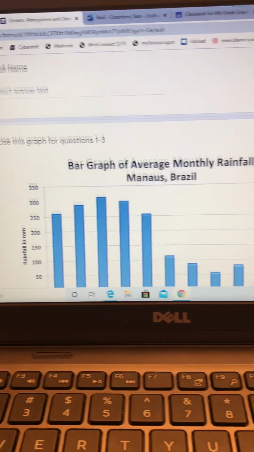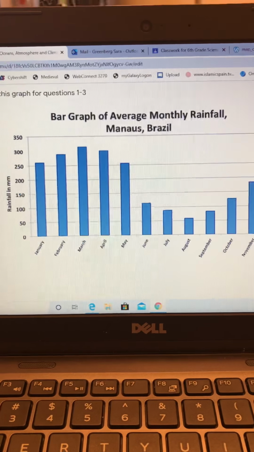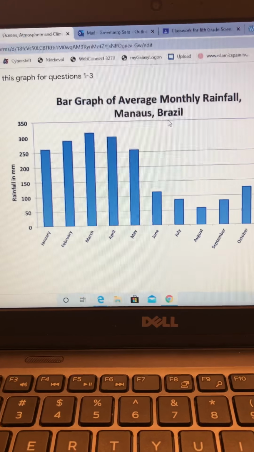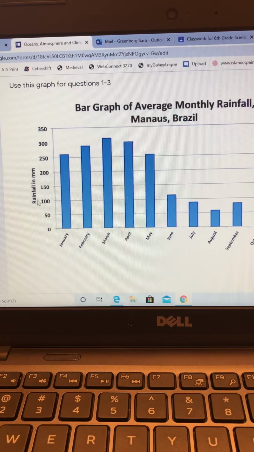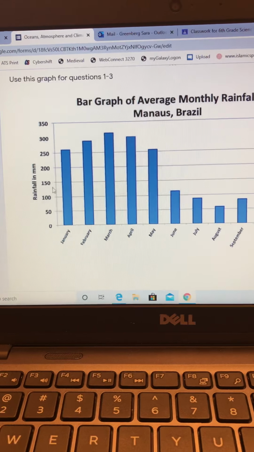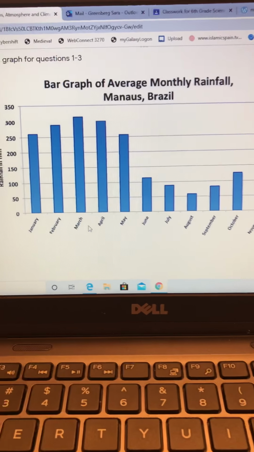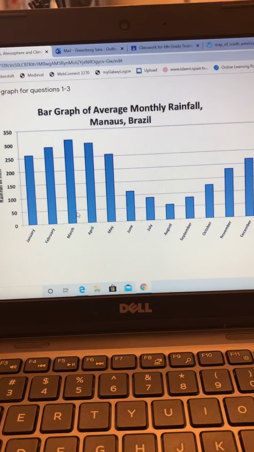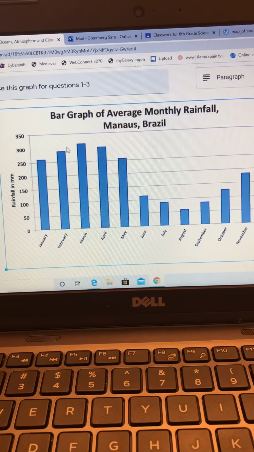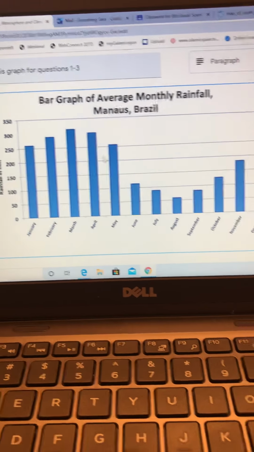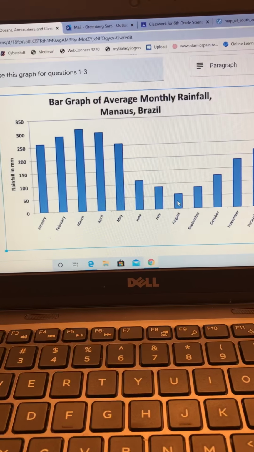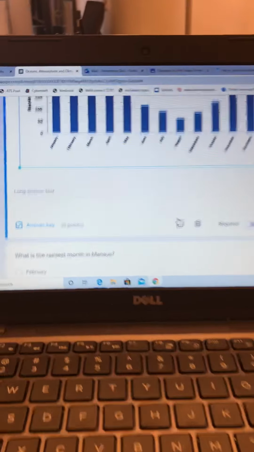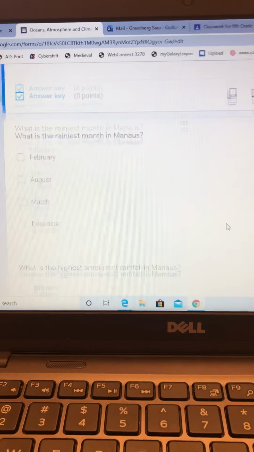So for 1 through 3, you're going to use this graph. And notice it says bar graph of average monthly rainfall in Manaus, Brazil. And you know that the bars are going to represent rainfall in millimeters, and the x-axis is going to represent the months. So a couple takeaways you should notice. I'm noticing the bar for March is really high. It's over 300 millimeters. And the bar for August is really low. It's just over 50 millimeters. So I should be able to use that information to help me answer these first 3 questions.